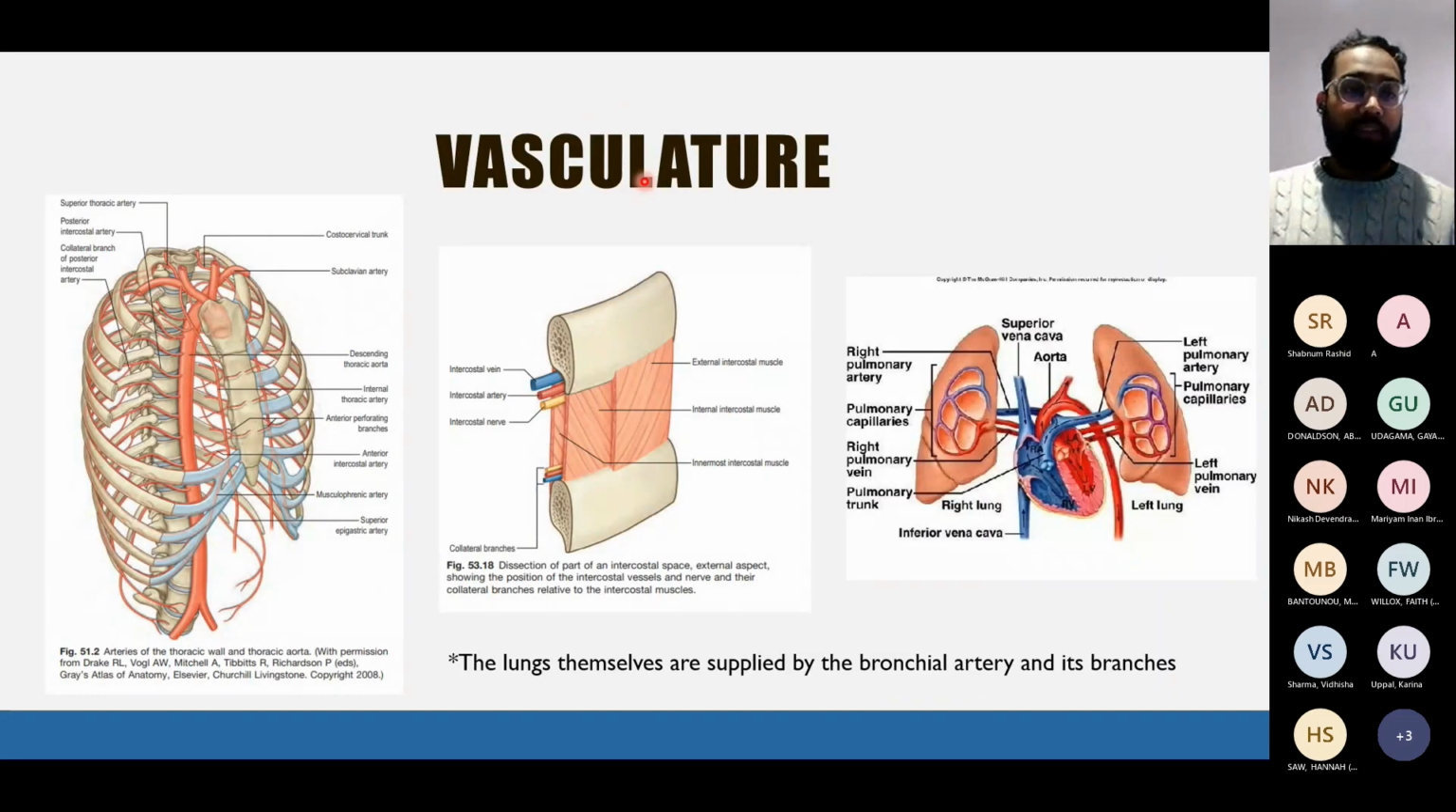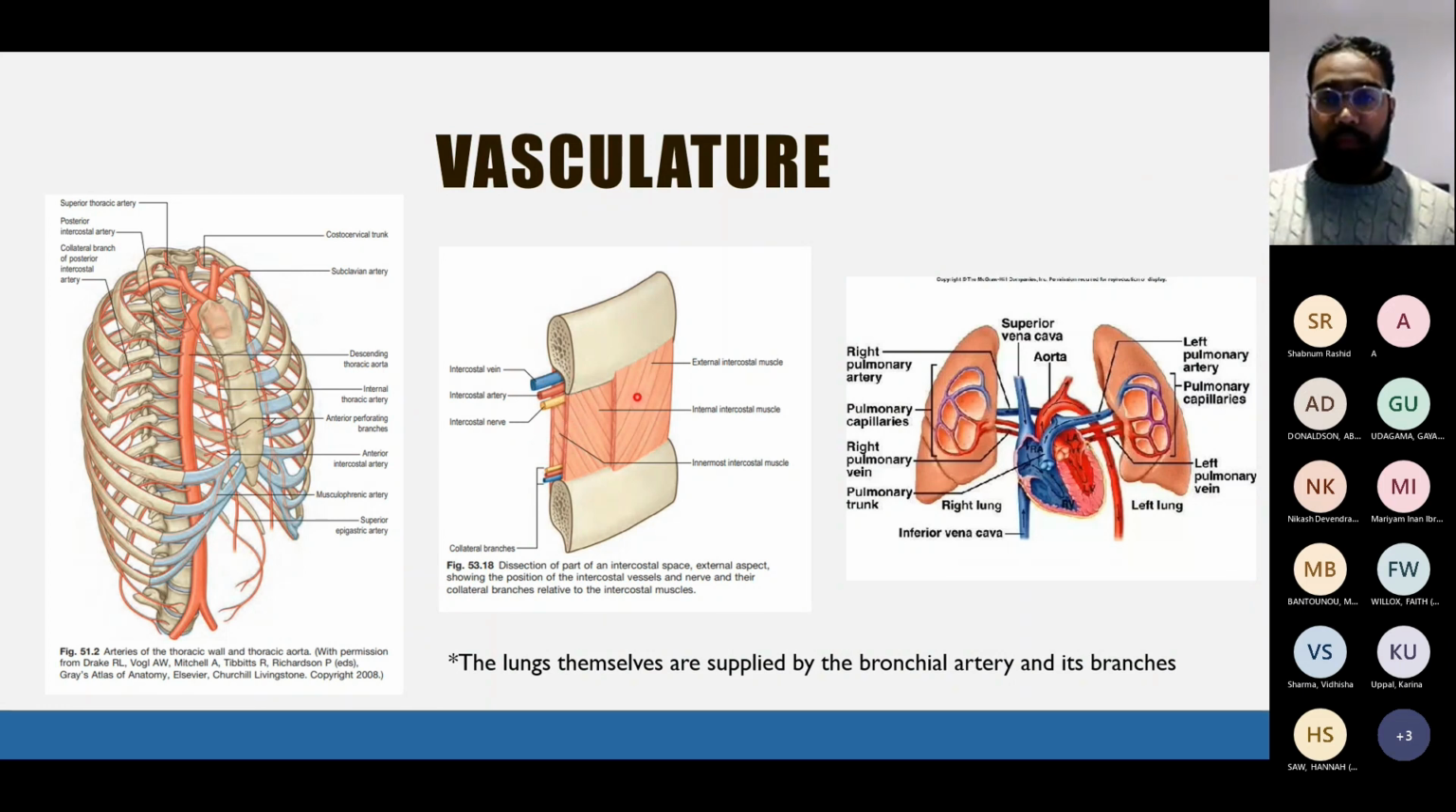So going to vasculature, the photo on the left is just a general overview of the way that the arterial system is laid out intrathoracically. So you've got this big abdominal and thoracic aorta up here. You've got all the intercostal arteries, and we can zoom in on those intercostal arteries here.